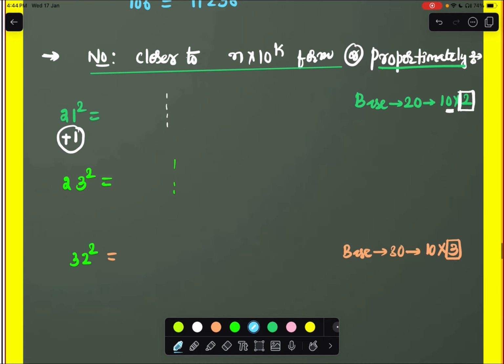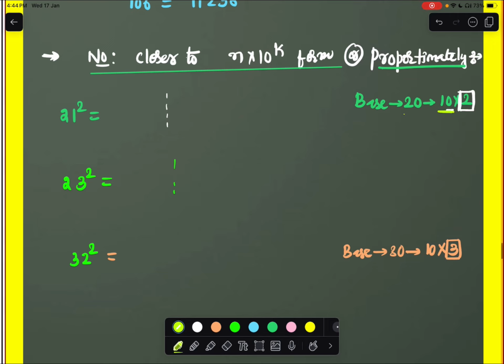Now we are going to the next part: numbers closer to n times 10 to the power k format numbers, which are proportionate numbers. What is the meaning of it? If I'm taking numbers which are closer to a convenient base, not the standard base, for example 21, it is not closer to 10, it is closer to 20. And 20 is our convenient base. It is a proportionate base to our standard base. If you multiply our standard base by some number, I can get this base. To get 20 we need to multiply our standard base by 2 only. 10 times 2 gets 20. Now 20 is our convenient base.